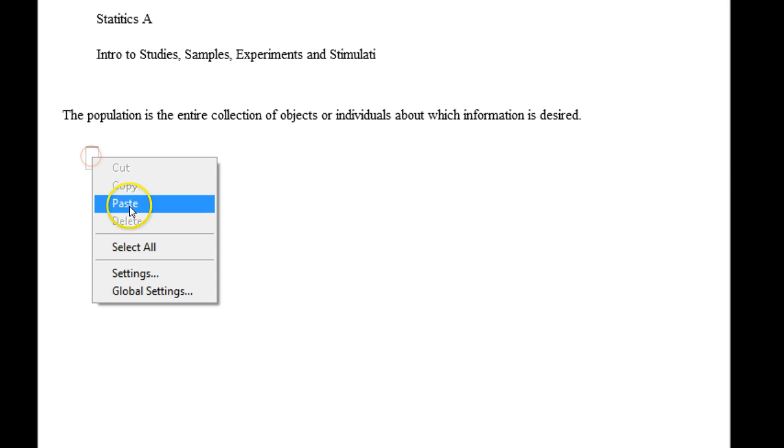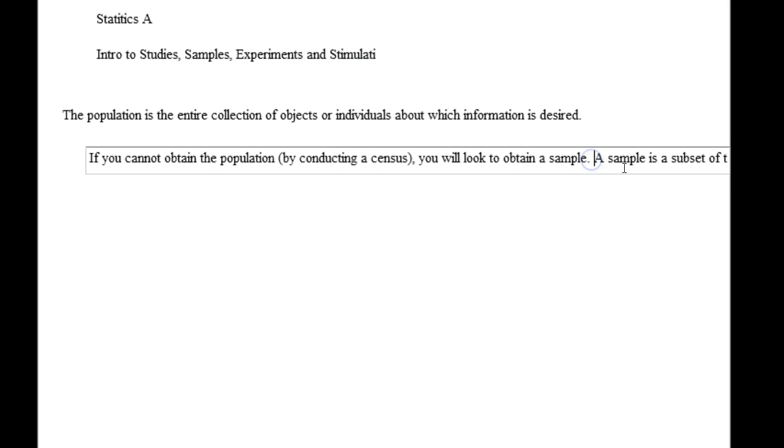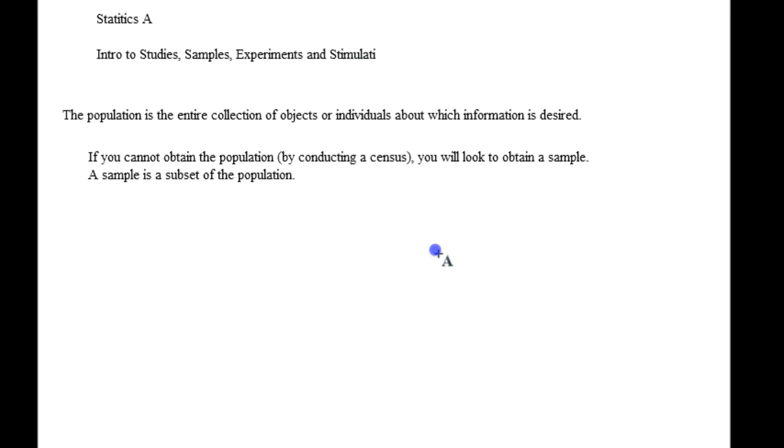So that's where we look at a sample, and that's the important part. If you cannot obtain the population by conducting a census, you will look at obtaining a sample. A sample is a subset of the population. And we'll talk more about which sample we want, what kind of population we should have in this sample, and which ones we should ignore and which we should have.